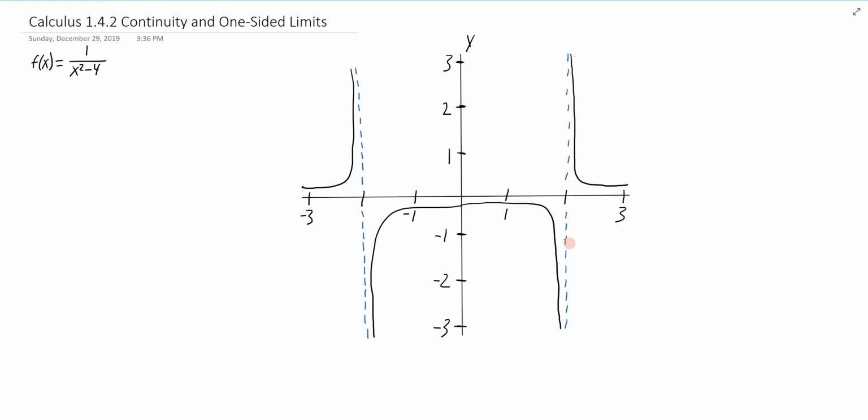So with this function, as you can see, our only points of discontinuity are at x equals -2 and x equals 2. And so for that reason, the way that we can answer this question is we say that this function is continuous other than x equals -2 and x equals 2. So there we go.